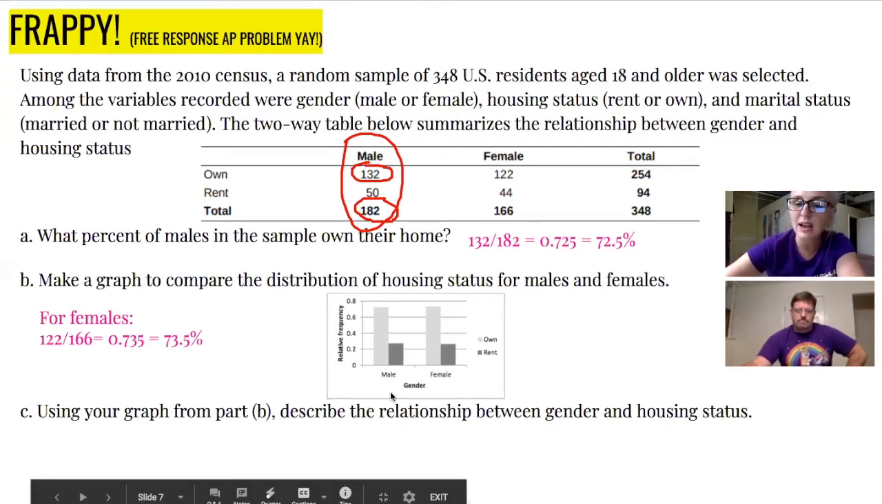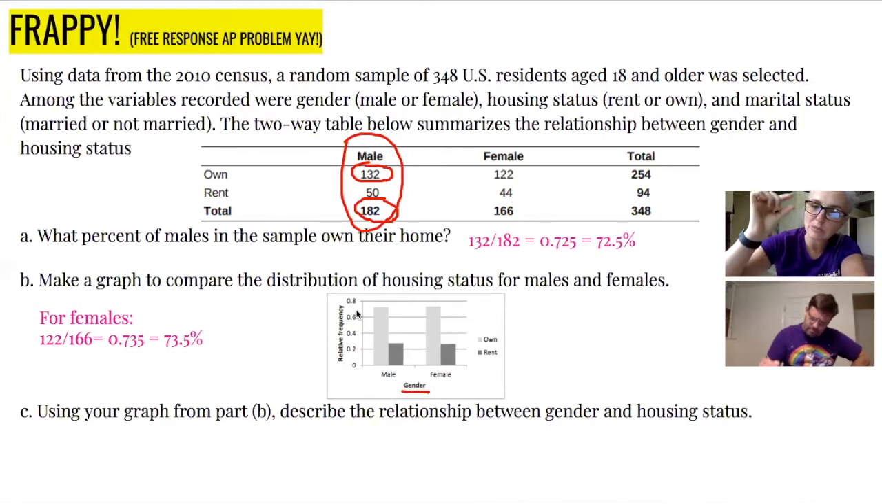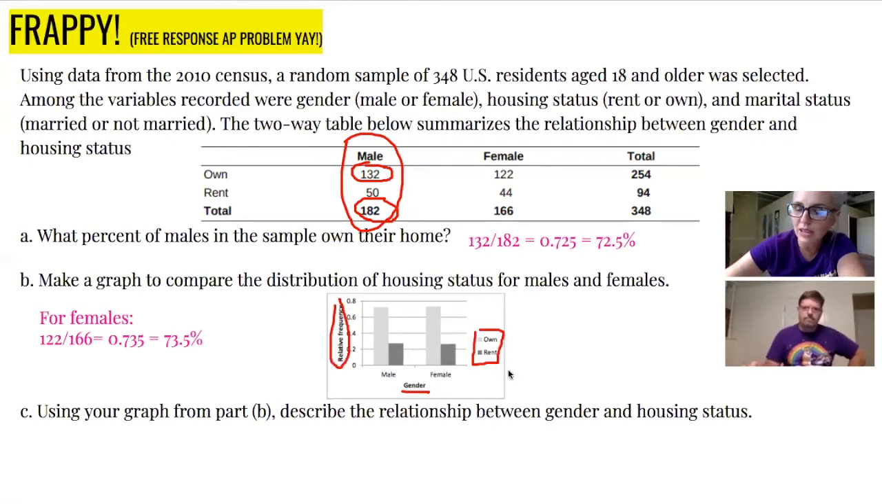So you need to have gender, male, female. You need to have frequencies. You need to make sure your frequencies are counting by the same interval. And you need to make sure you've got that key, that own rent key, and you've somehow either shaded or done dots, or somehow you have told the reader which one is which.